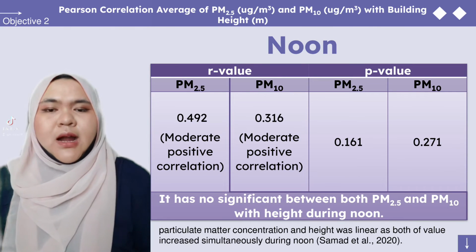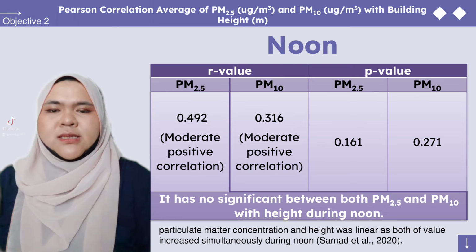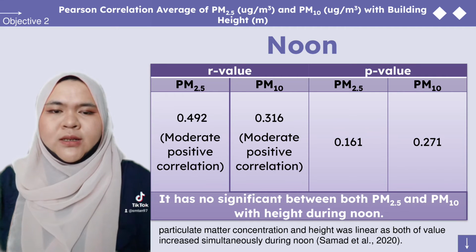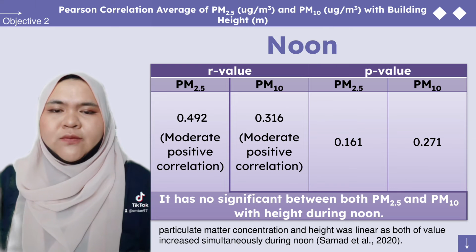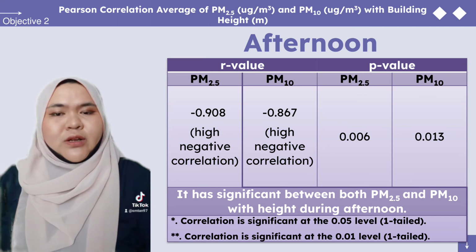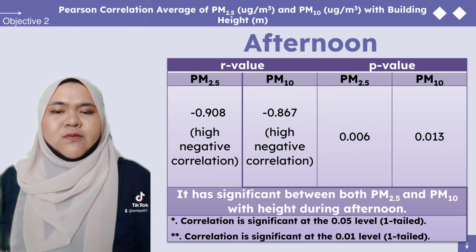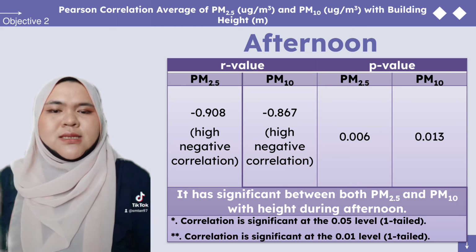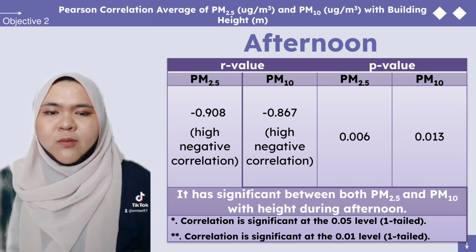Next, for the noon sampling, the R value for PM10 and PM2.5 are 0.316 and 0.492. Meanwhile, for P value, PM2.5 recorded 0.161 and PM10 recorded 0.271. It means there is no significance between both PM with height during the noon. Lastly, for the afternoon sampling period, the R value for PM10 and PM2.5 are negative 0.867 and negative 0.908. The P values for PM2.5 and PM10 were recorded at 0.006 and 0.013, which means there is a statistically significant correlation between both PM with height during the afternoon.